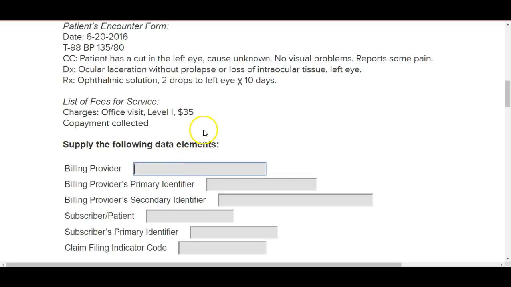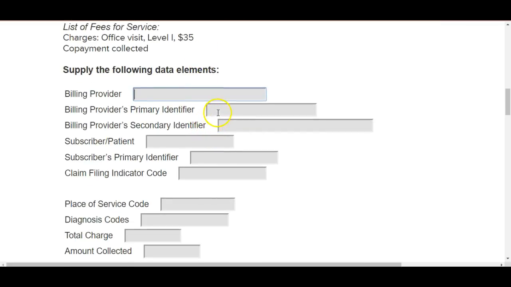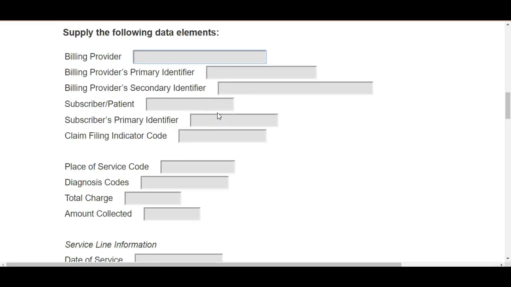Okay, so we'll go back over here and we'll just start to fill out our elements. So the billing provider, Selena R. Rodas, MD. Primary identifier, 8901 23456, that's her MPI. Secondary identifier is the Medicaid number. So let's do HC 29004.